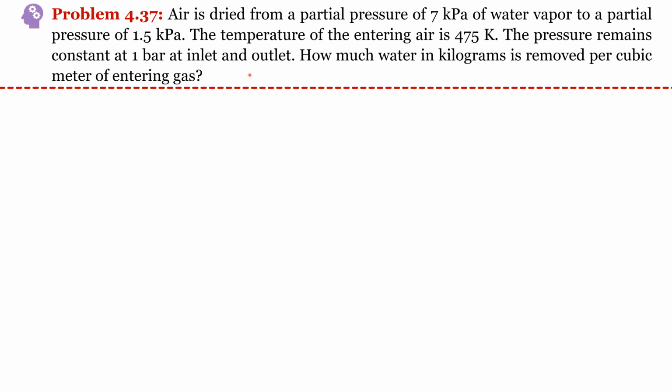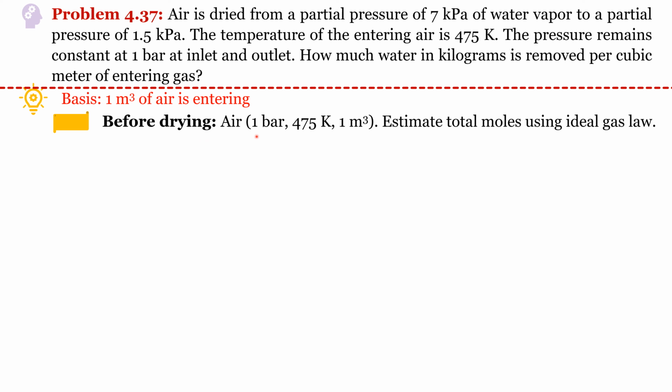So assume 1 meter cube of air is entering. Now we can write the conditions before drying. Air is entering at 1 bar, 475 Kelvin and 1 meter cube. So using the ideal gas equation, total moles of entering gas can be estimated. First, we need to convert this 1 bar to Pascal. Then after simplification, we will get 25.32 moles.